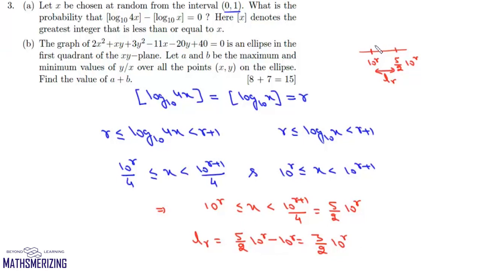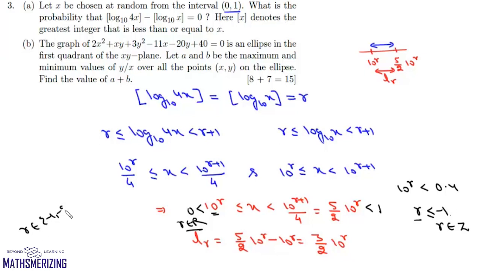Now, we have to find the length of all such intervals for which the value of x will lie between 0 and 1. So this x must lie between 0 and 1. Now 10 to the power r is greater than 0 for all r belonging to the reals. And then 5 by 2 times 10 to the power r will be less than 1 if 10 to the power r is less than 0.4, that is when the value of r is less than or equal to minus 1, where r is an integer. So from these two conditions, we'll get r will take the values minus 1, minus 2, minus 3, up to minus infinity.